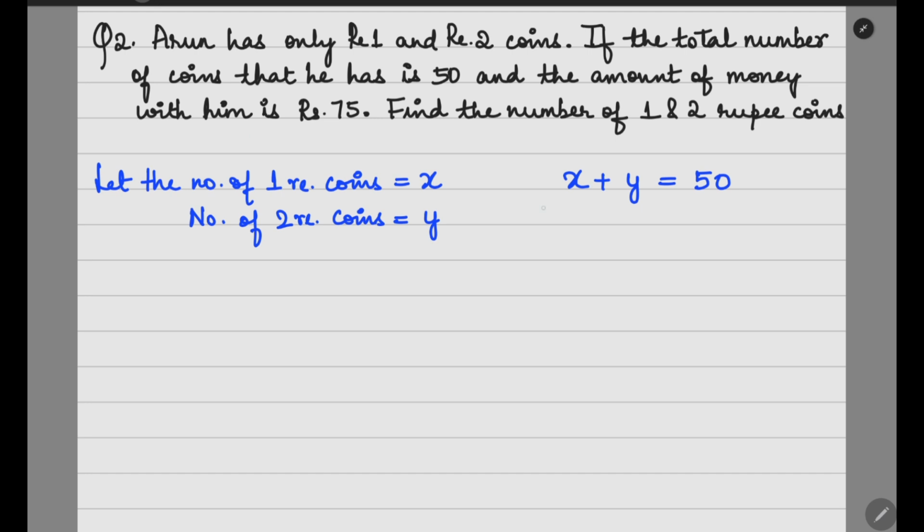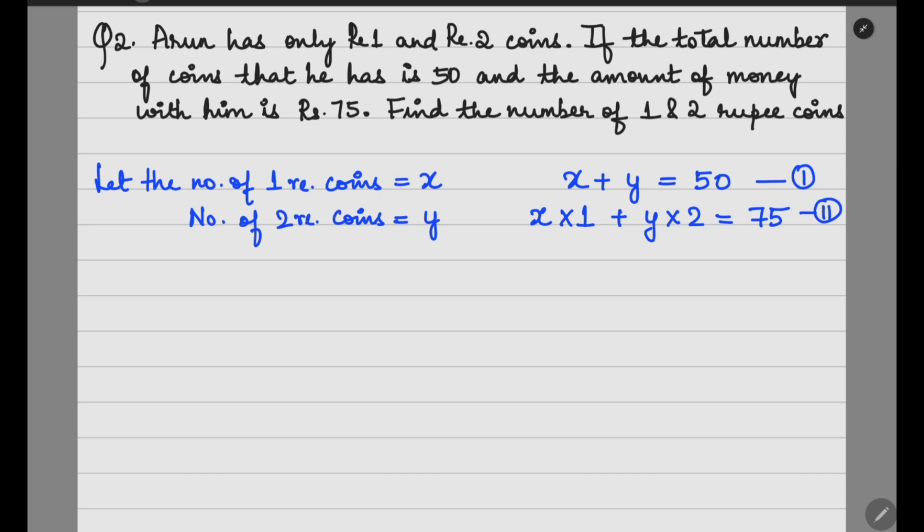So X times 1 rupee plus Y times 2 rupees. Okay, Y times 2 rupees plus X times 1 rupee. The total money that he has is 75. So these are the two linear equations. You just have to solve them.